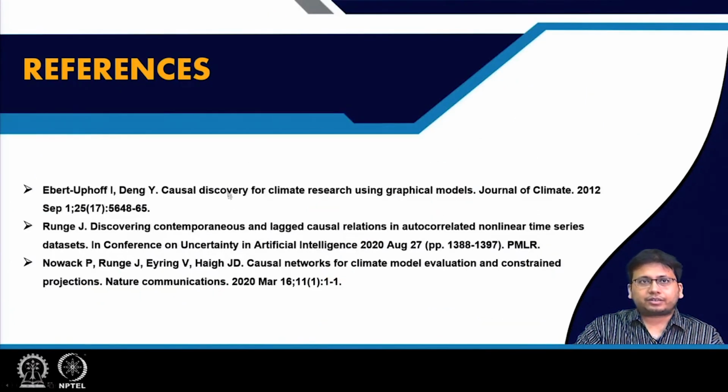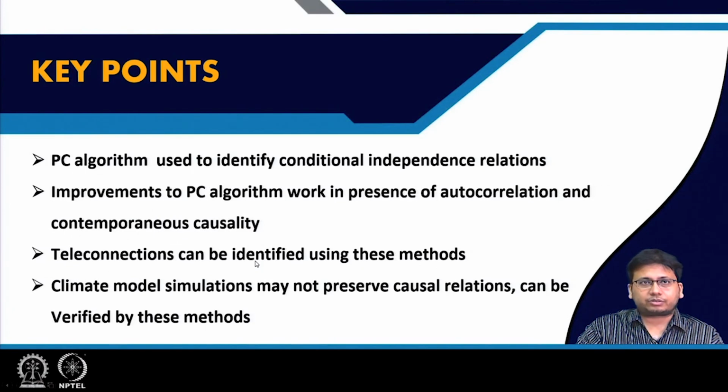These are the references of the three different papers which we discussed today. The key points to be taken home from this lecture are that, first of all, the PC algorithm can be used to identify conditional independence relations, and improvements to the PC algorithm work in the presence of autocorrelation as well as contemporaneous causality. Teleconnections can be identified using these methods, and model simulations which may not preserve causal relations can also be identified by these methods.